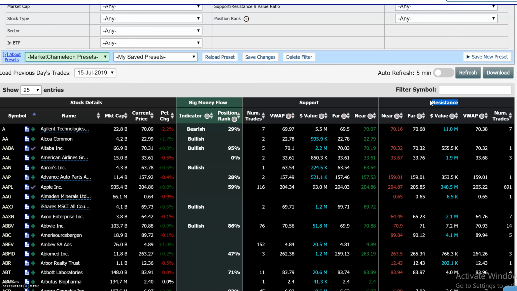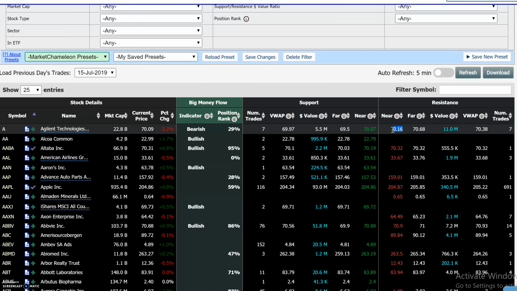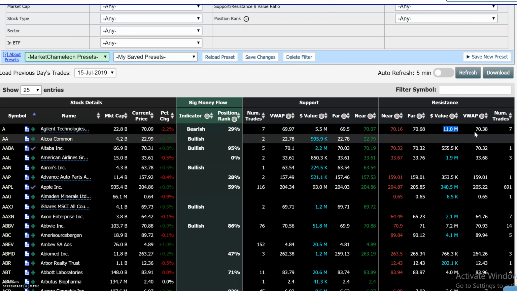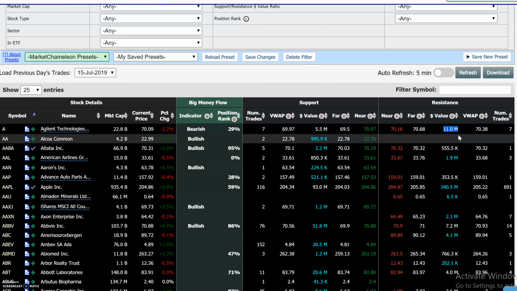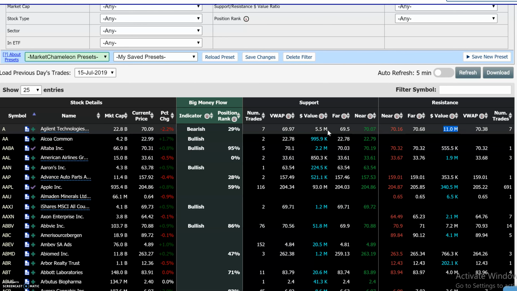On the other side, we have the resistance, where this is the nearest resistance price. This is the farthest resistance price of the block trades that traded today. Here's the notional value of all the resistance aggregated. So we can see here there's $11 million worth traded on the resistance side, above the current stock price, and 5.5 million on the support side. So right now it's tilted a little bit in a bearish manner.